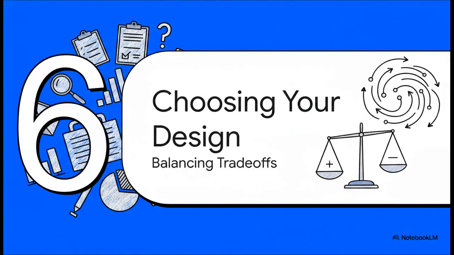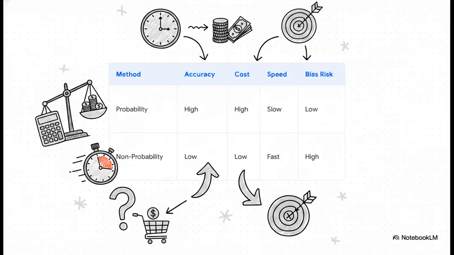Wrapping things up with Section 6, choosing your sample design and balancing the trade-offs. At the end of the day, picking a method ultimately comes down to a stark set of trade-offs. You're balancing time, budget, and accuracy. Probability methods yield estimable error and high accuracy. You can mathematically trust those results, but they cost significantly more money and take way longer to set up.